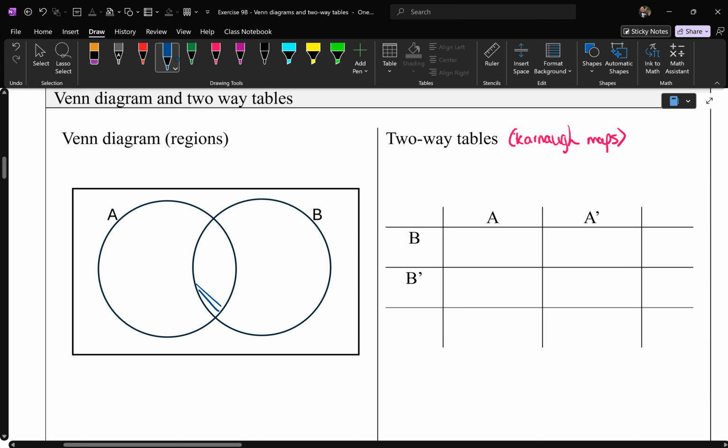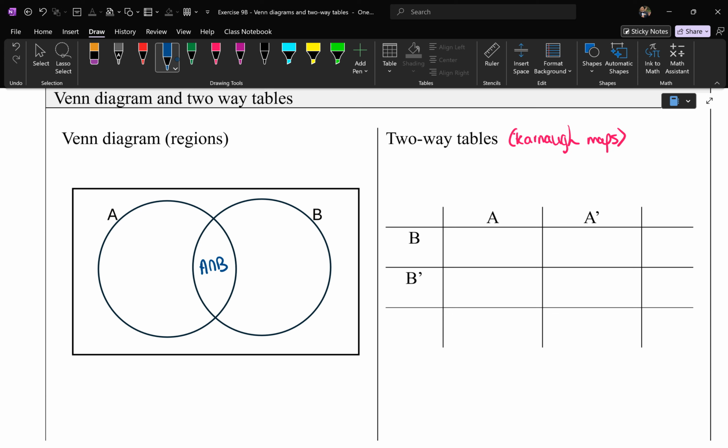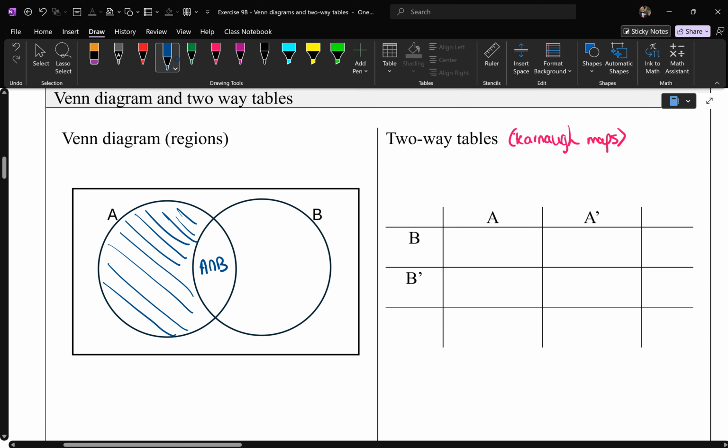The region that both A and B have in common, we call that region A intersection B, meaning what is in group A and in group B that they both have in common. Whereas in this region here only, you can see that only has part of A. It's still within A, but it's not part of B.